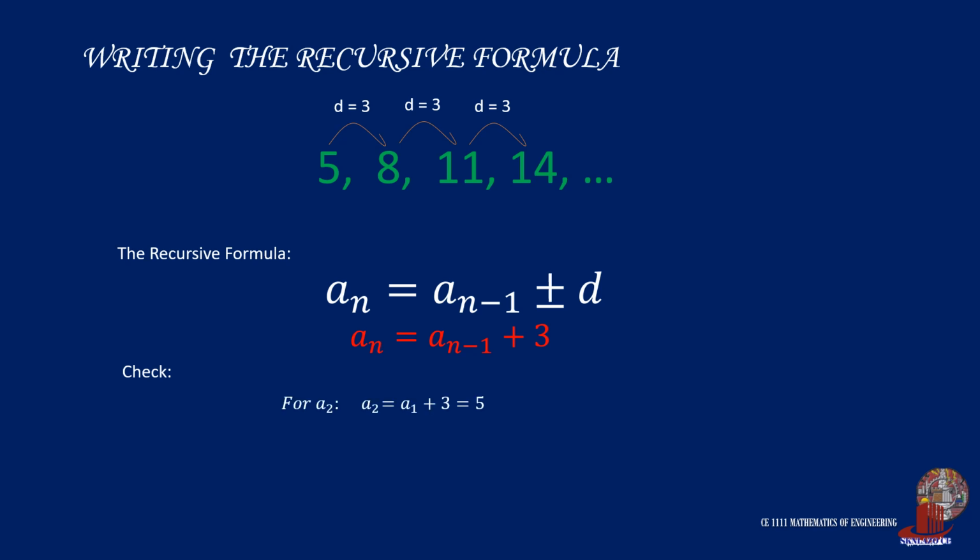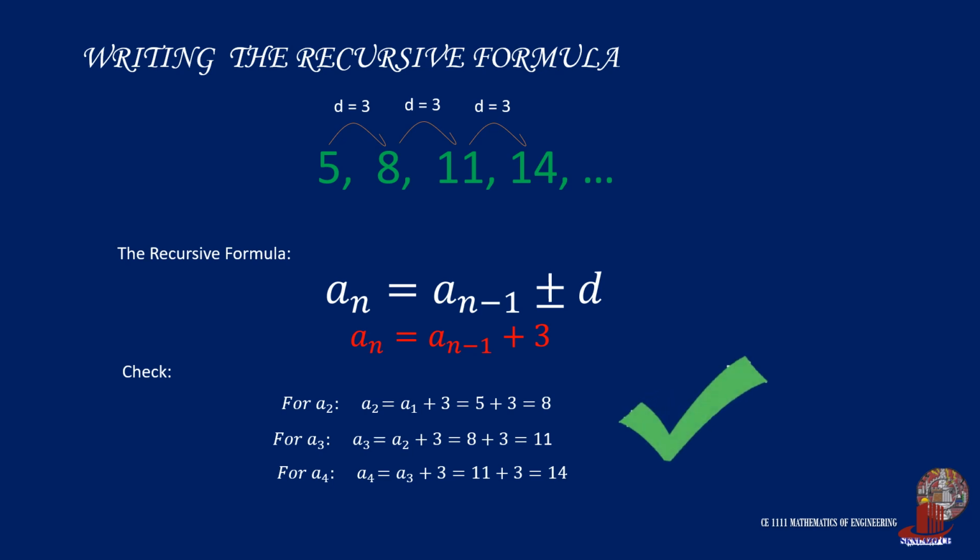For a sub 2, which is a sub 1 plus 3, or 5 plus 3, that is equal to 8. A sub 3 is a sub 2 plus 3, yielding 8 plus 3, which is 11. A sub 4 is also taken as a sub 3 plus 3, or that is 11 plus 3, which is 14. Everything is coincident with the terms in the pattern, so the rule of a sub n equals a sub n minus 1 plus 3 is correct.